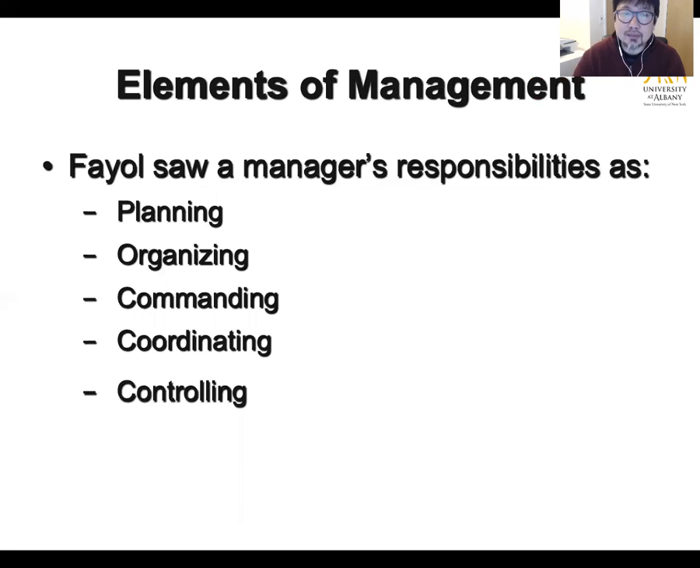Now we have one more slide before we talk about the final theorist. What are the elements of management? Fayol saw managers' responsibilities as planning, organizing, commanding, coordinating, and controlling. So we have these 14 principles, and then the responsibility is to do all these five things, following the principles.